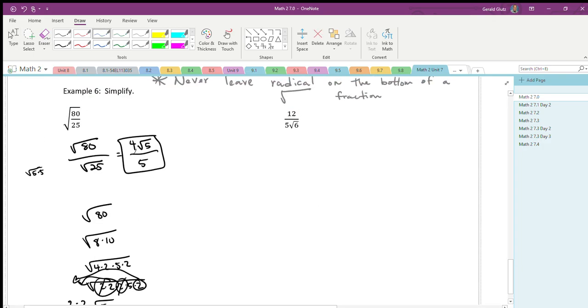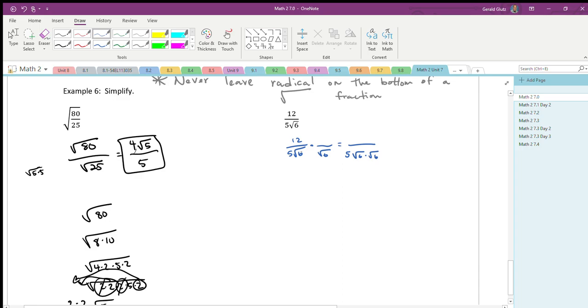So now we have 12 divided by 5 root 6. So we just have a square root on the bottom, so we got to get rid of that. The way we get rid of square roots is we multiply it times itself. So if I multiply the bottom times the square root of 6, when I have the square root of 6 times the square root of 6, we're going to have a pair of 6's. So that's going to turn into a whole number. So that's how we get rid of the square roots.